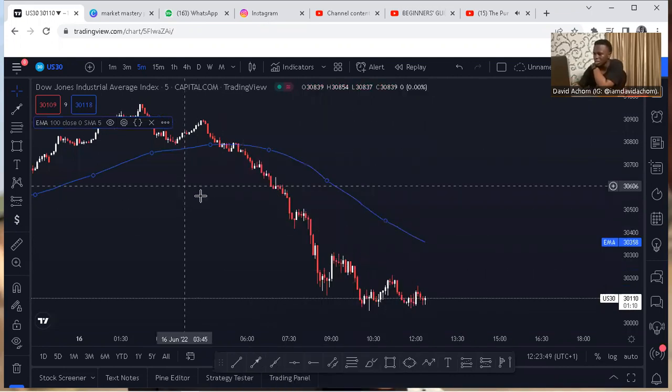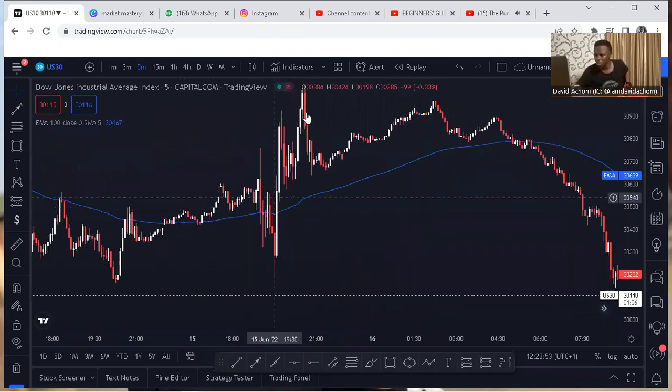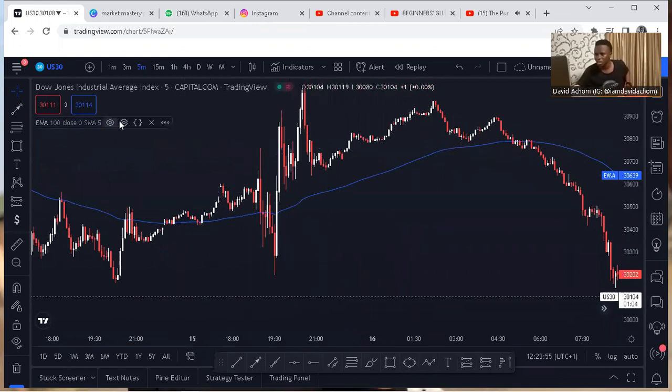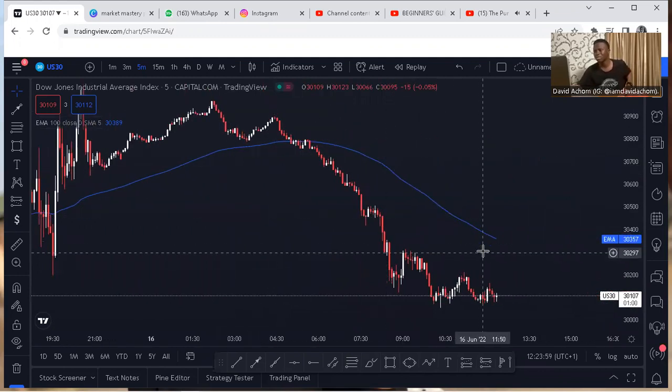With the EMA, whenever price stops at the EMA, it moves out. But I prefer the 50-day, honestly. But it's not all assets that this moving average works with. That's why I can't just tell you to be using moving average. It's not all assets it works with.